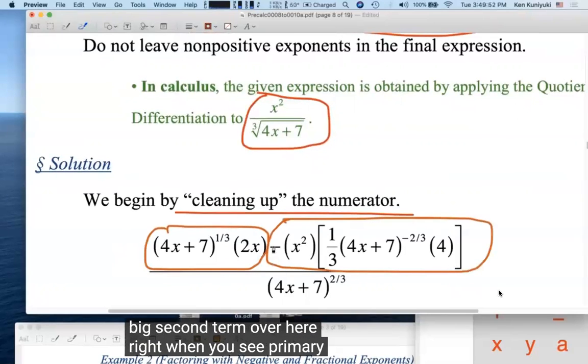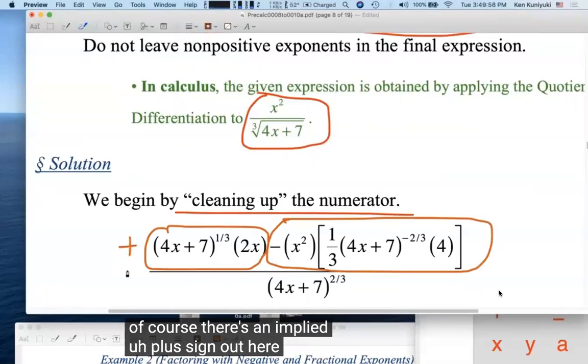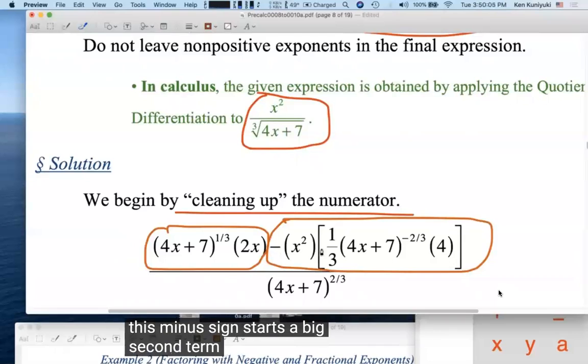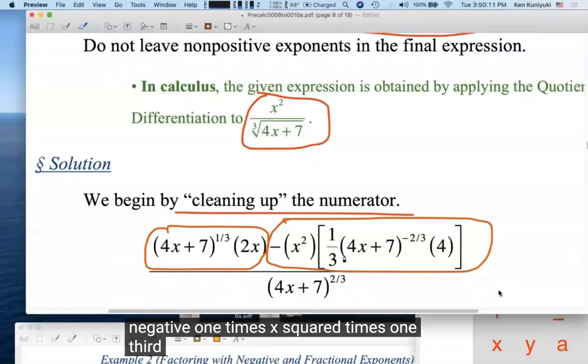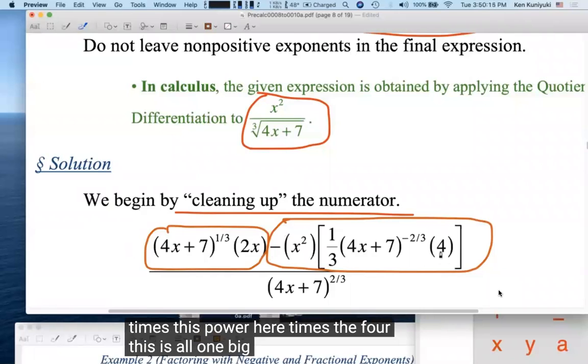When you see primary plus or minus signs, that indicates the start of a new term. Of course, there's an implied plus sign out here, right? But we have one term over here, and then this minus sign starts a big second term up here in the numerator: -1 times x squared times 1/3 times this power here times the 4. This is all one big ugly term in the numerator.